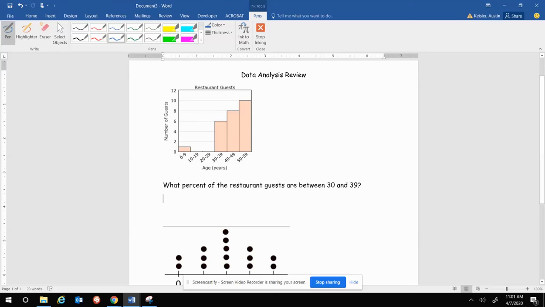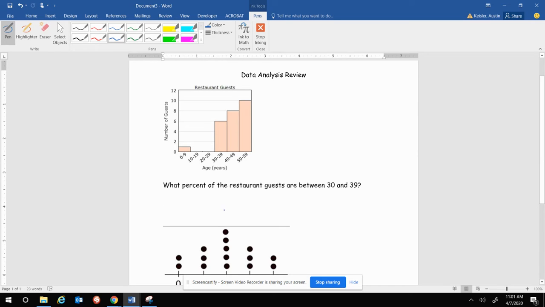All right, we're going to do a quick review today on some of the graphs we covered last week. We're going to do one histogram and one dot plot together. Our very first question right here is a histogram. It looks just like a bar graph, very similar to a bar graph, except we have groups on the bottom instead of just specific numbers.